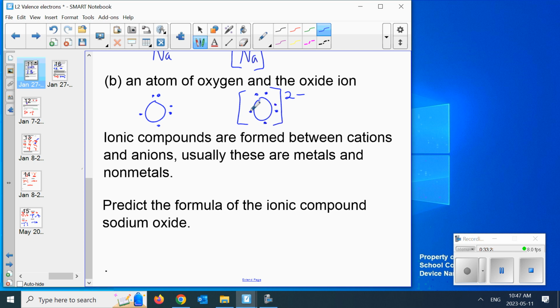I don't need to use a different color, but this single spot here fills in. This single spot fills in. I'll do it in the same color, but I just want to emphasize this is what's going on. Okay. An atom of oxygen and the oxide ion. This is where you need the brackets.